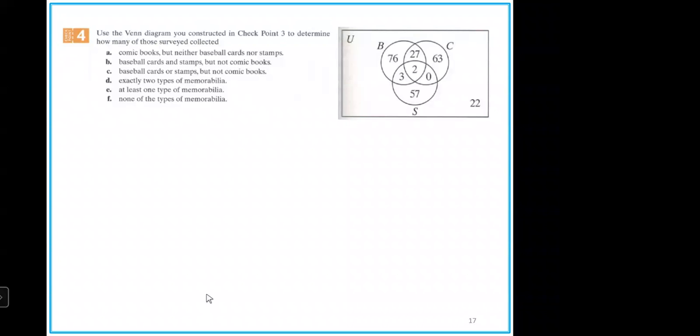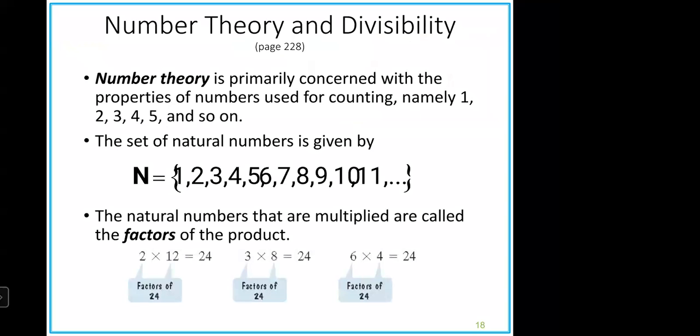So for the rest of the time, we're going to begin chapter 5. Chapter 5 starts on page 228 of the book, for those of you who have it. Let me find that, chapter 5, 5.1. Okay, 228.